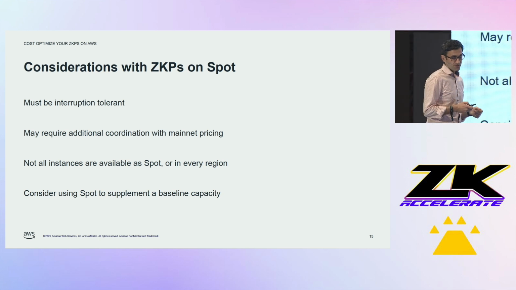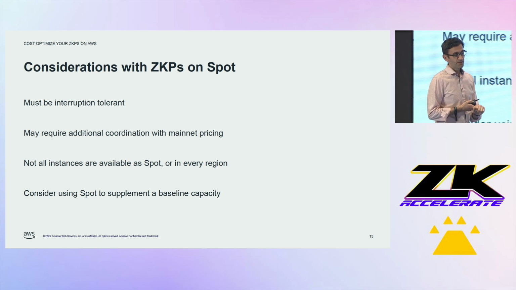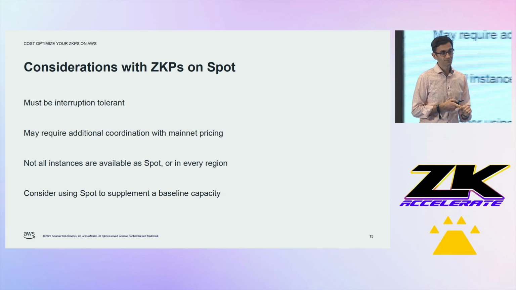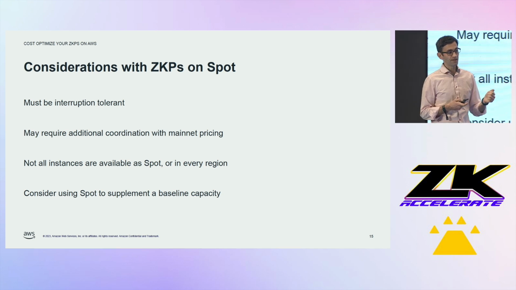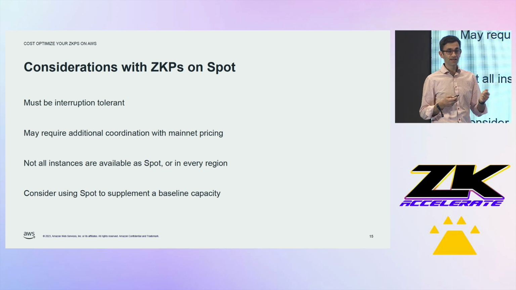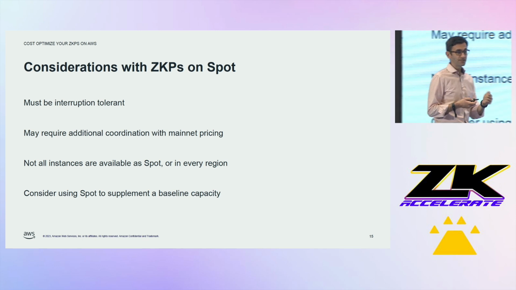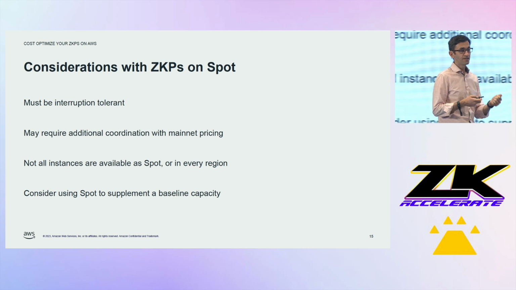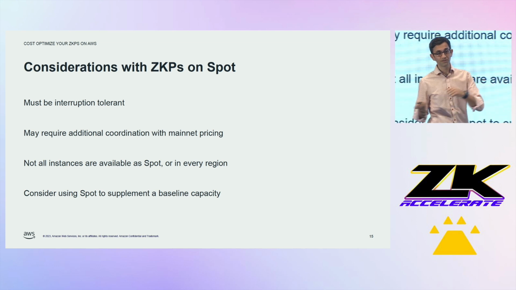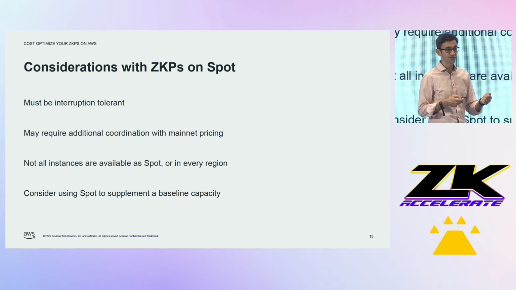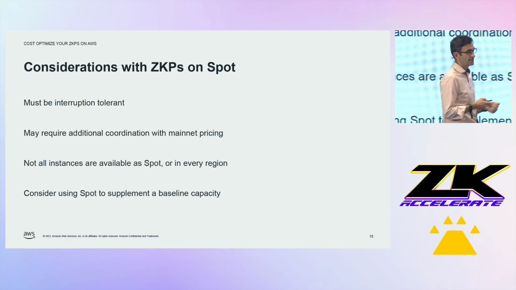So some considerations with Spot. As we talked about, it must be interruption tolerant. So being able to respond to that warning that your instance is about to be reclaimed, and ideally persisting state somewhere else. So then when the Spot instance recovers, or when you come back online again, it can pick up from where that is.